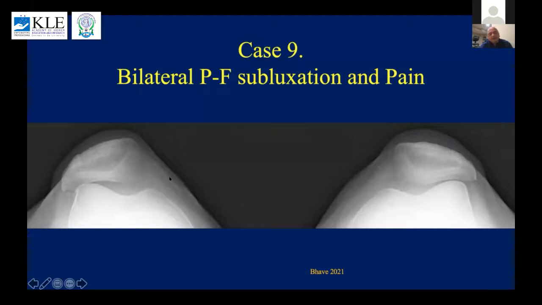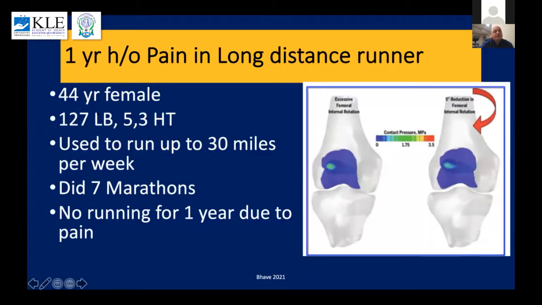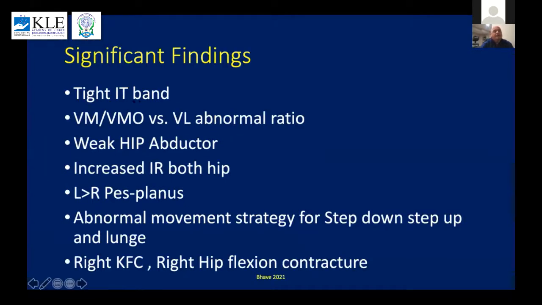And can this patient be treated with physical therapy is the question, and I say yes, and I'll show you the result. So this is a 44-year-old patient, used to run up to 30 miles, did 7 marathons, no running for 1 year, very tight iliotibial band. The findings were tight IT band, VMO to VL abnormal ratio, weak hip abductors, increased internal rotation of the hips, pes planus on the left, abnormal movement strategy for step down, and a mild knee flexion contracture. So we had to address all of this to get her better.